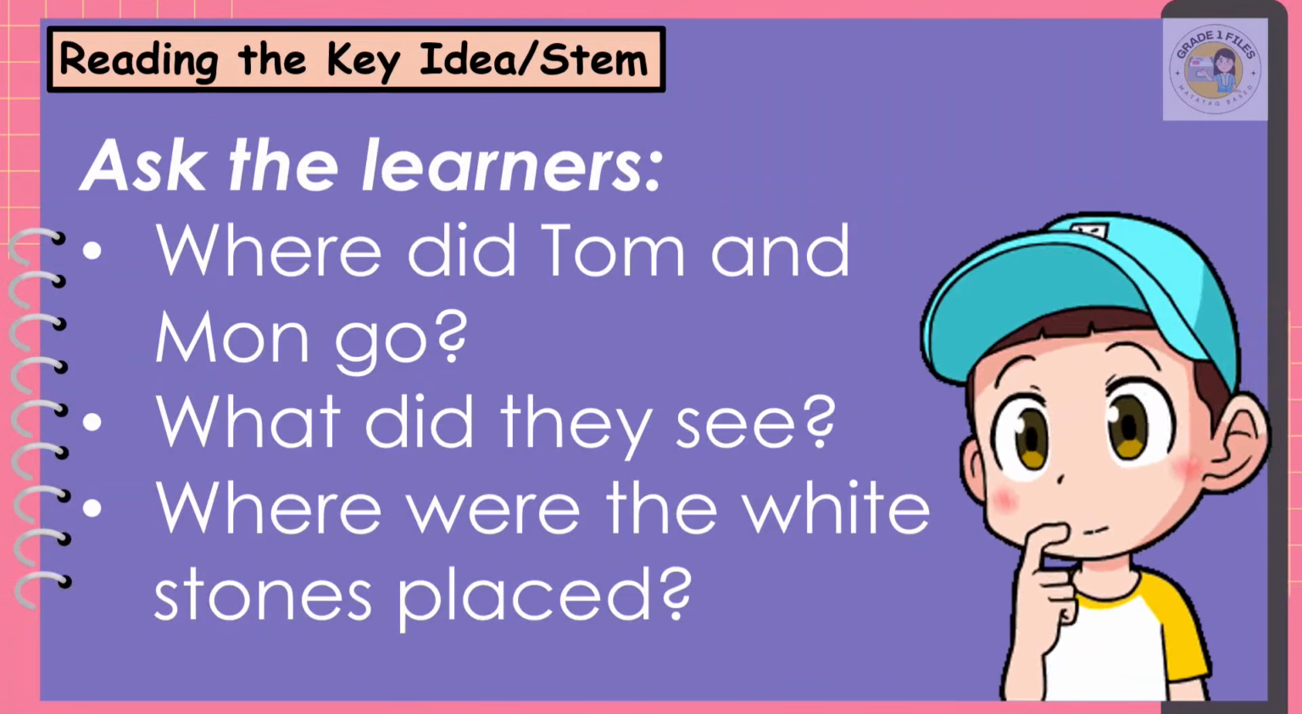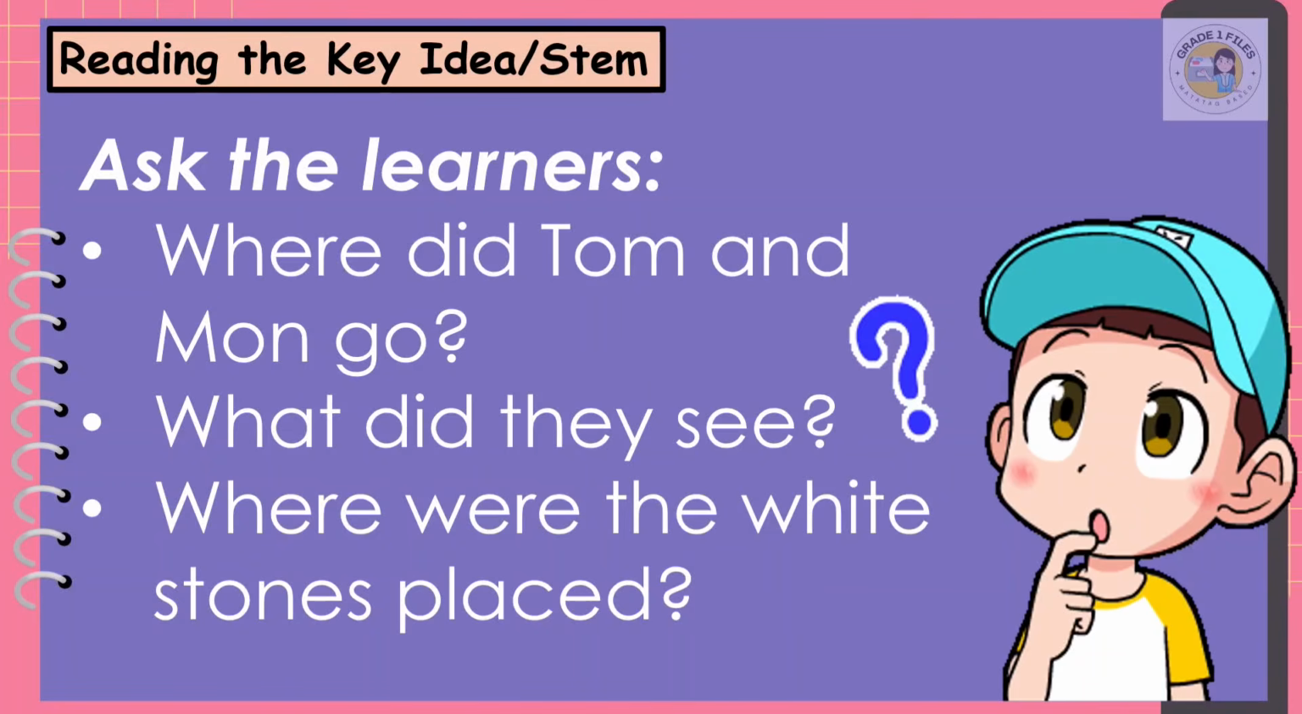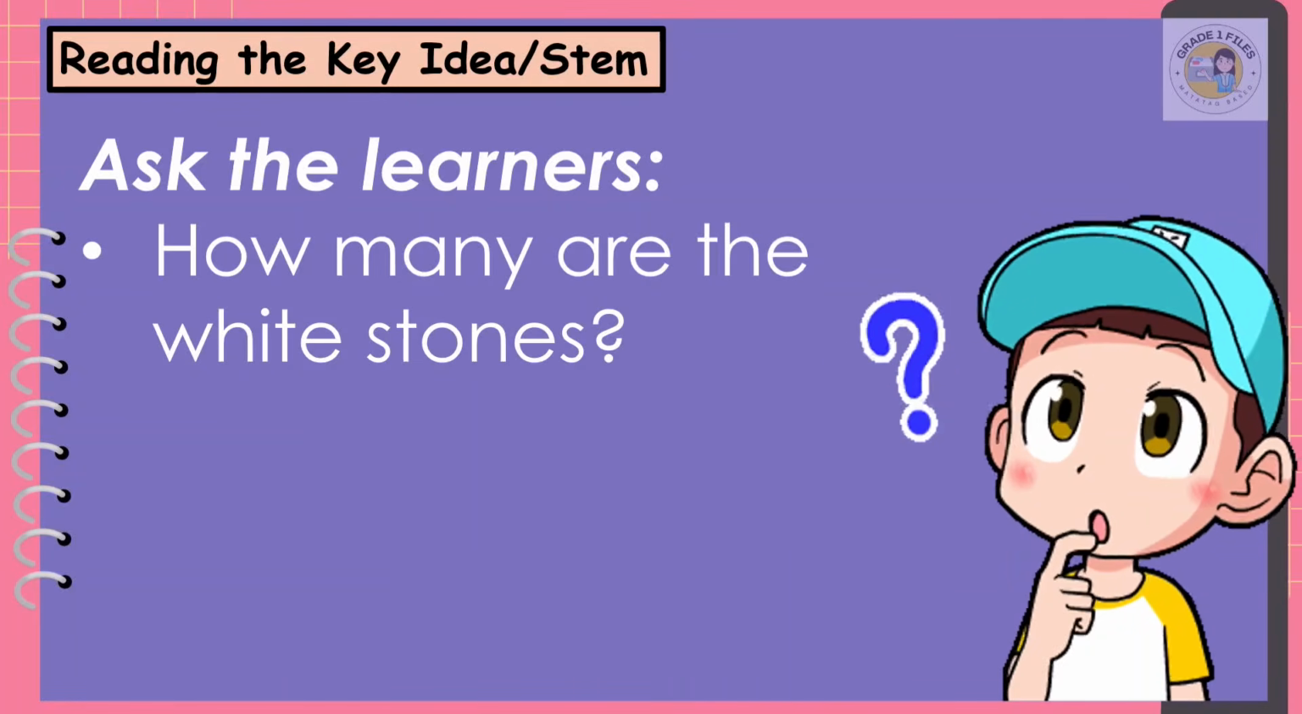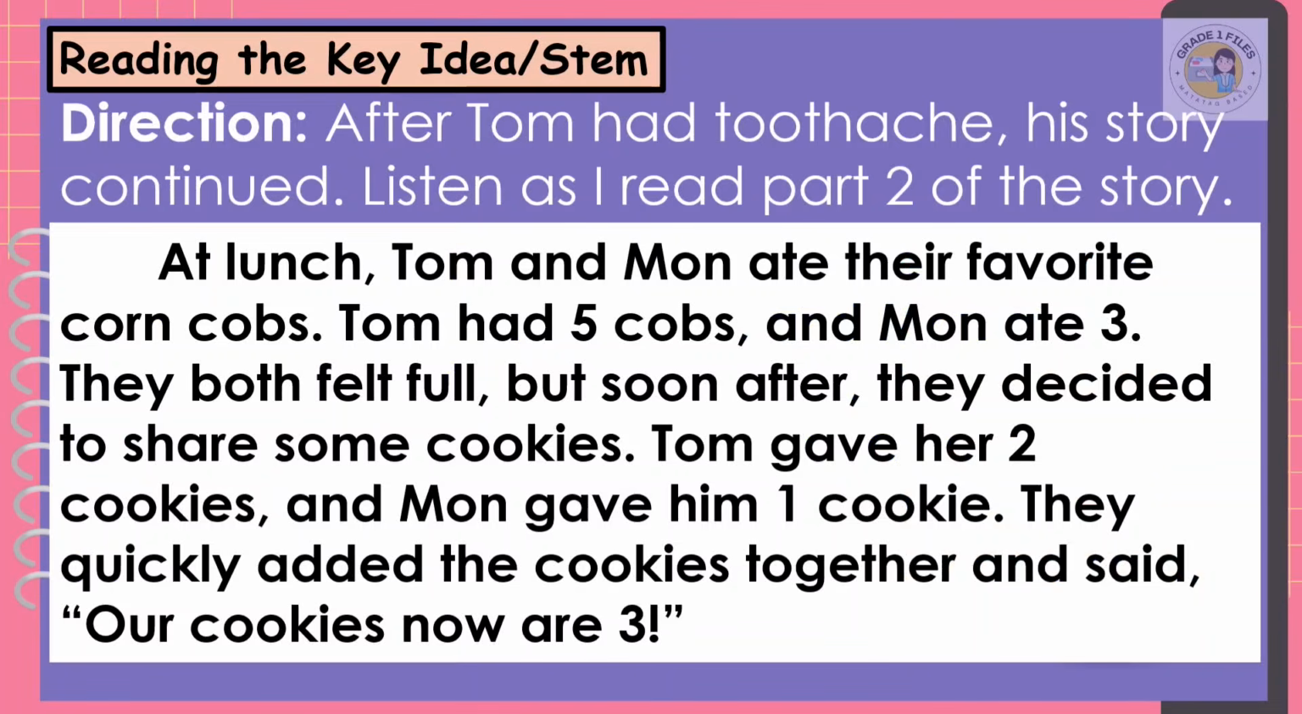Now students, where did Tom and Mon go? What did they see? Where were the white stones placed? How many are the white stones? At lunch, Tom and Mon ate their favorite corn cobs. Tom had 5 cobs and Mon ate 3.